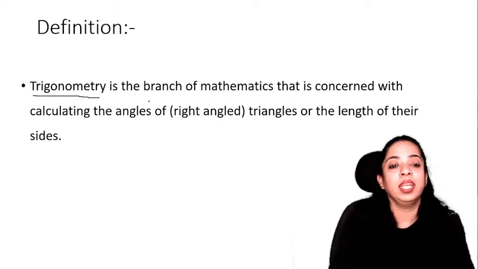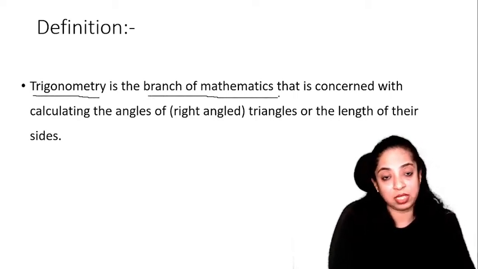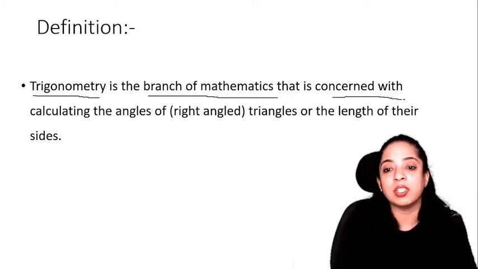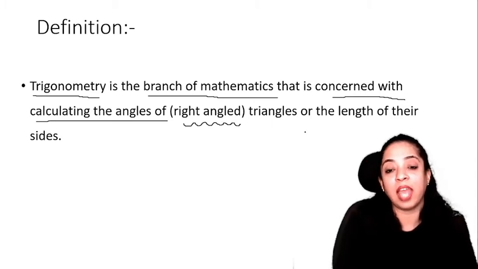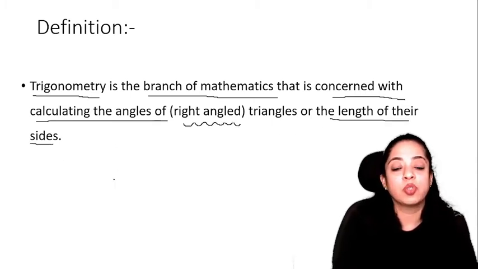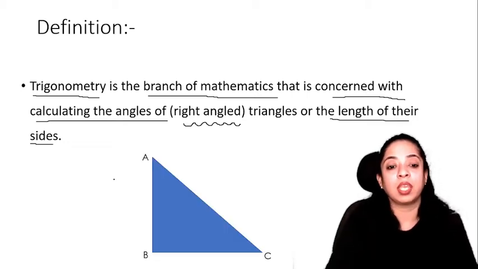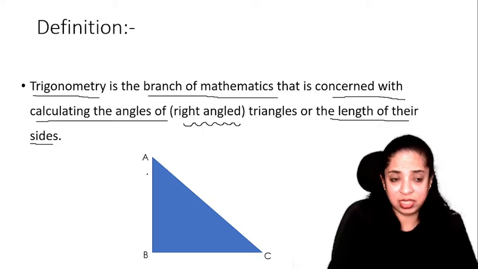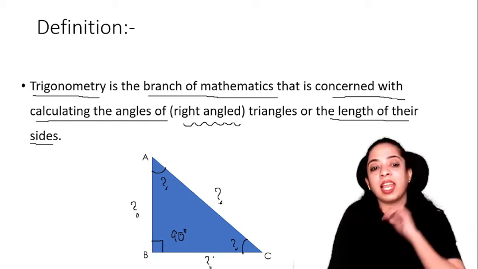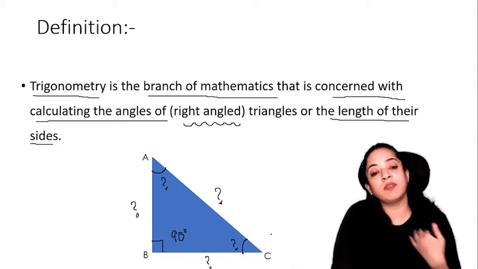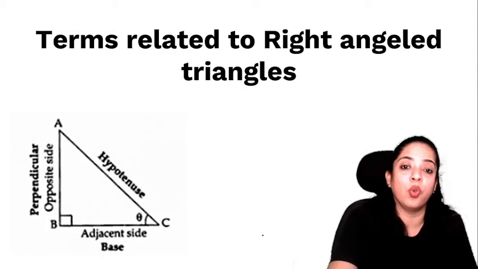So trigonometry is the branch of mathematics that is concerned with calculating the angles, of which triangle? Right angle triangle. Angles or the length of the side. So whenever there is a right angle triangle, any branch of mathematics which is concerned with calculating these angles, this is a right angle triangle, right? So that branch of mathematics which is concerned with calculating the angles or the length of the side of a right angle triangle is known as trigonometry.